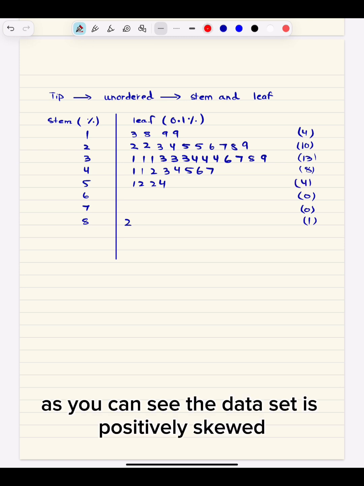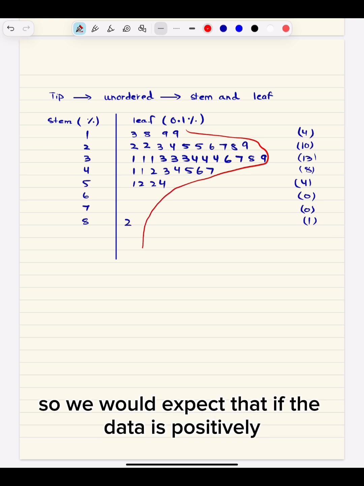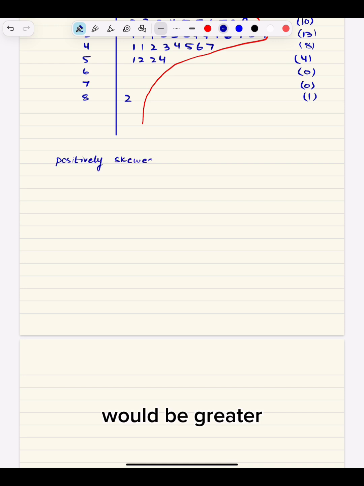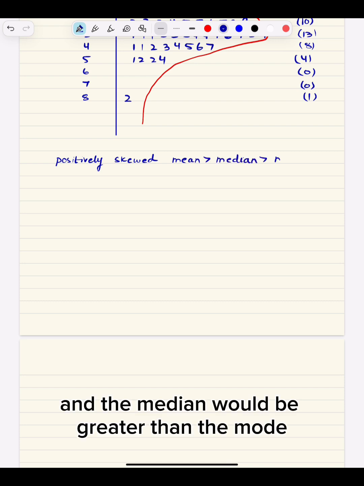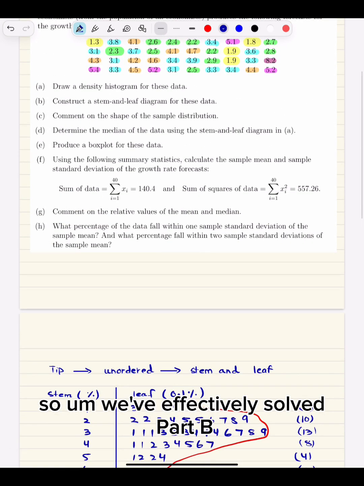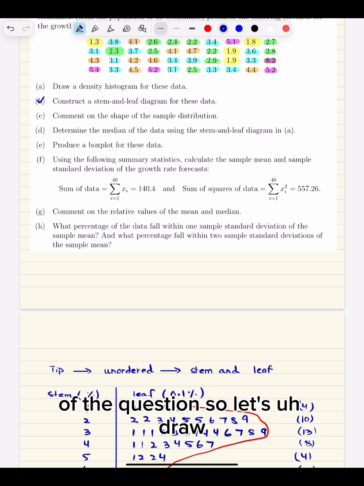As you can see, the data set is positively skewed. So we would expect that if the data is positively skewed, then the mean would be greater than the median, and the median would be greater than the mode. So we've effectively solved part B of the question.